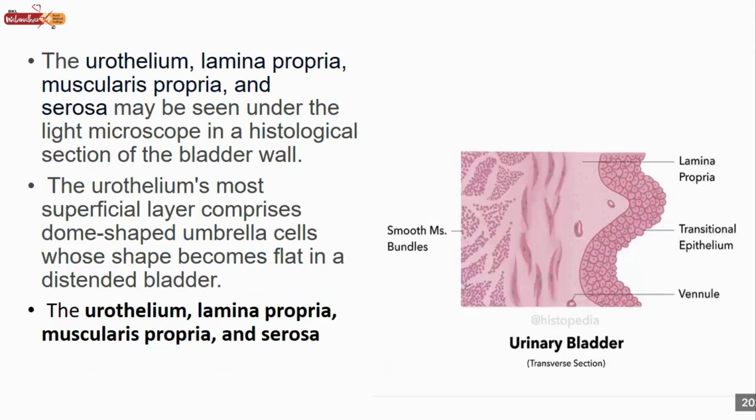Now something about the histology, we'll see in detail later on. There is a urothelium, or transitional epithelium, that forms the mucosa. Then there is a muscularis propria and serosa. You can see it later on. In the urothelium, the superficial layer cells are dome shaped. So this shows a multilayer epithelium.